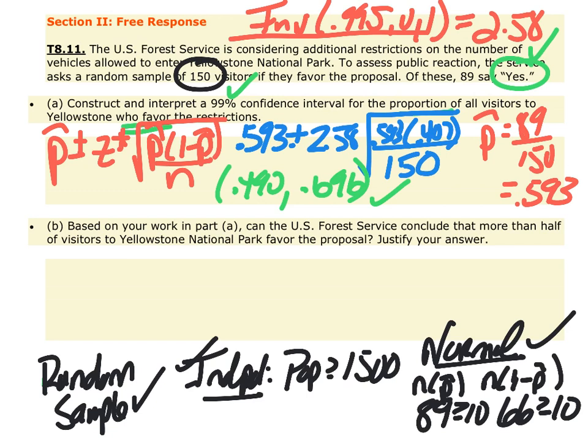Now, Part B, based on your work in Part A, can the U.S. Forest Service conclude that more than half of the visitors to Yellowstone National Park favor the proposal? Justify your answer. Do be careful on this one. It talks about can you conclude that more than half of the visitors favor this? This is our interval for favoring. So if you favor it, more than half is going to be greater than 50%.